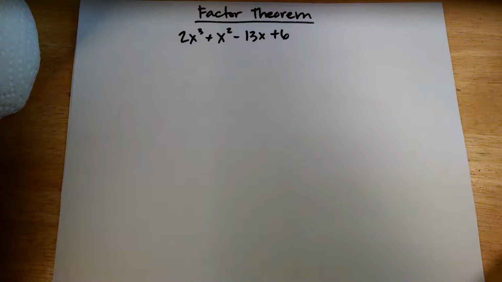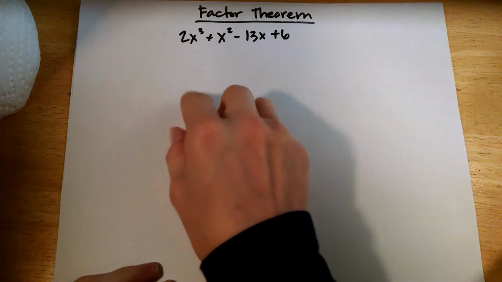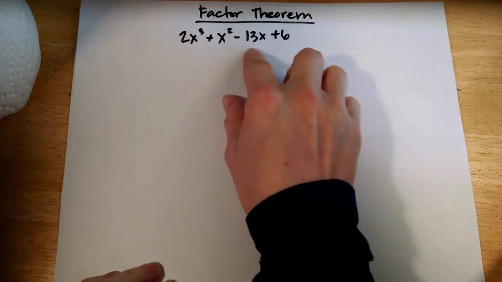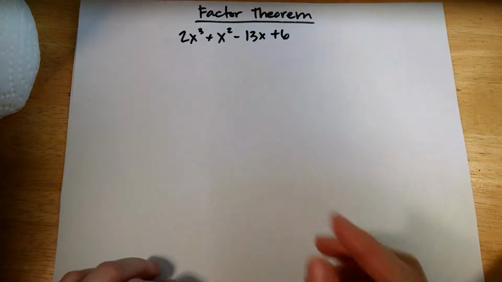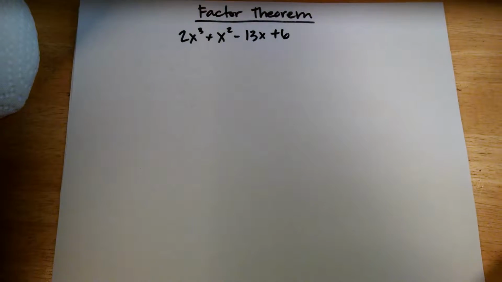Today we're going to go over the factor theorem. Now the factor theorem is used when we have a polynomial that can't be factored by our traditional factor methods, like the AC method, or guess and check, or difference of squares, difference or sum of cubes, stuff like that. So we've got four terms here. If we group these two terms together and those two terms together, we can't factor anything out of there. So we have to use something else. So here's where the factor theorem comes in.